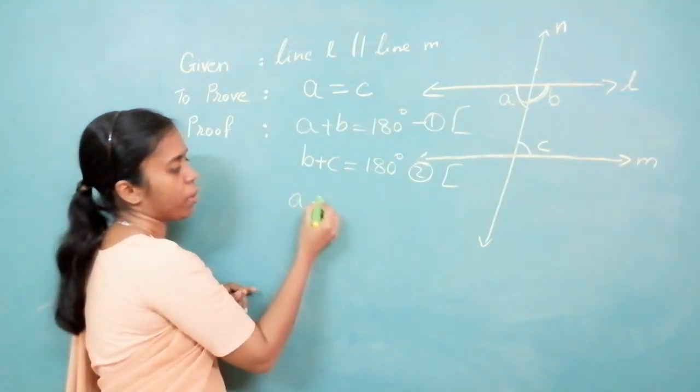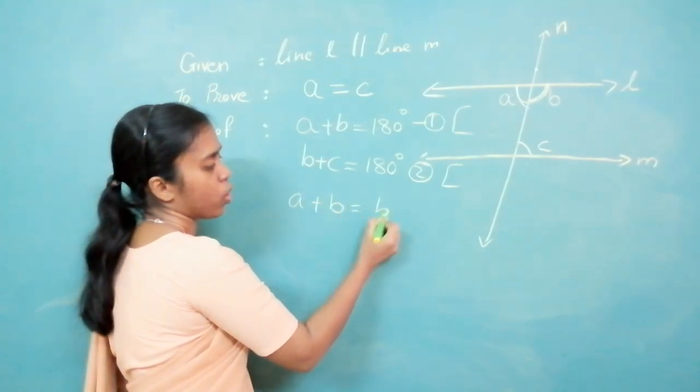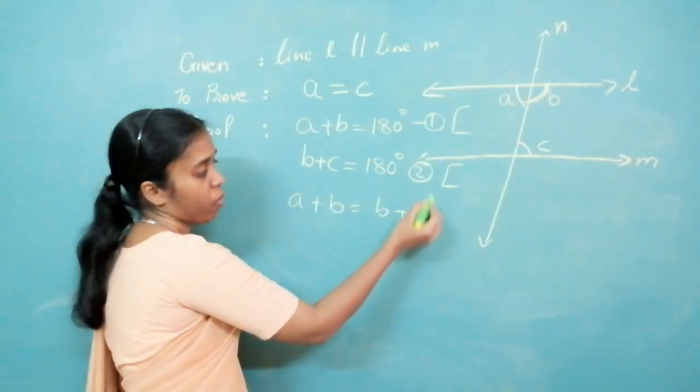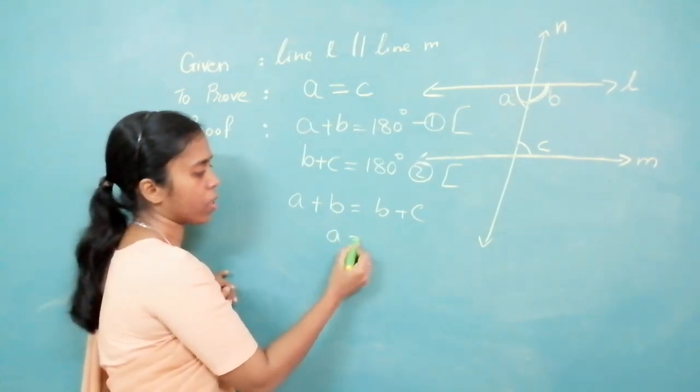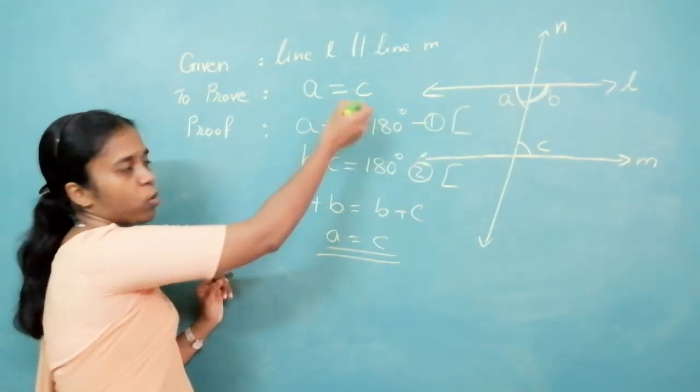So from 1 and 2, right hand sides are equal. Left hand sides also will be equal. So I will have A plus B is equal to B plus C from 1 and 2. Look at B is common, so I eliminate it. So I have A is equal to C. That is what I have to prove.